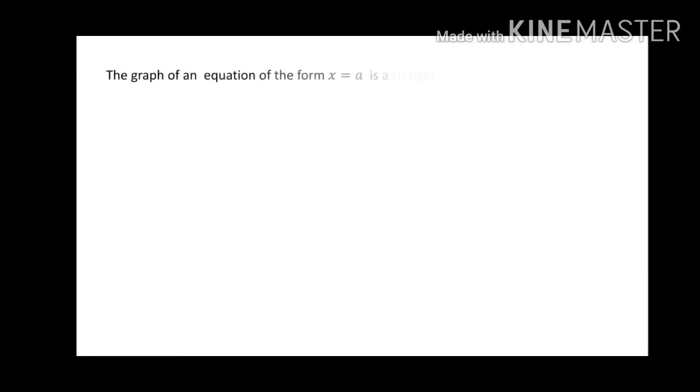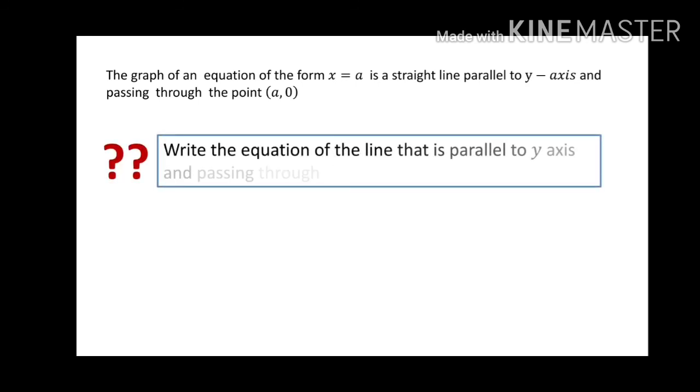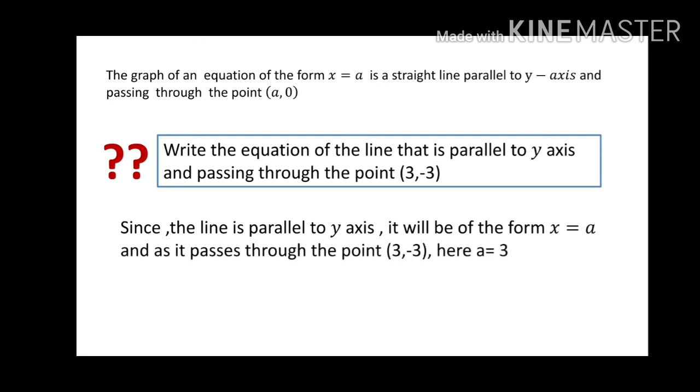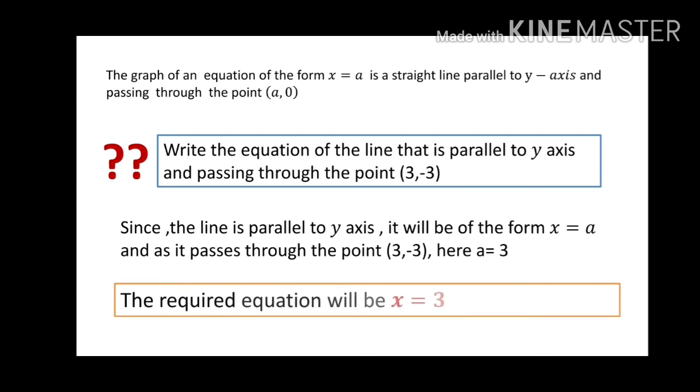So we can say that the graph of an equation of the form x equals a is parallel to the y-axis and it will be passing through the point (a, 0). Now, we can have a question like this: write the equation of a line that is parallel to the y-axis and passing through, let us take, (3, -3). Since the line is parallel to the y-axis, it will be of the form x equals a. And it passes through (3, -3). So here a will be 3. So the required equation will be x equals 3.